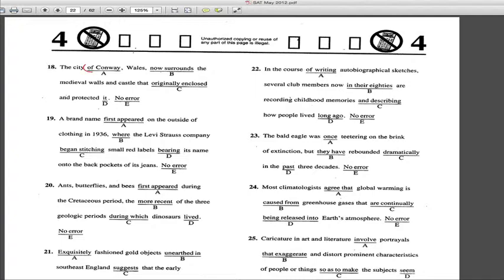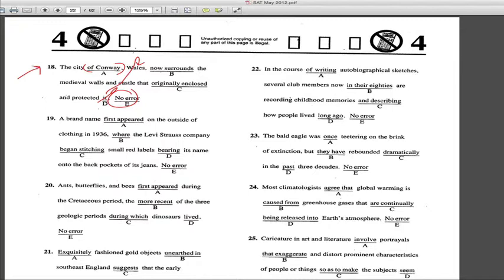The city now surrounds the medieval walls and castles, the ordinary enclosed. Protect it. It refers to this thing, which is good because it's singular. So I'm safe to say, yeah, I don't find anything that jumps out. Although if I see something, I'll just go and look back. I'll keep this question in my mind, promise.